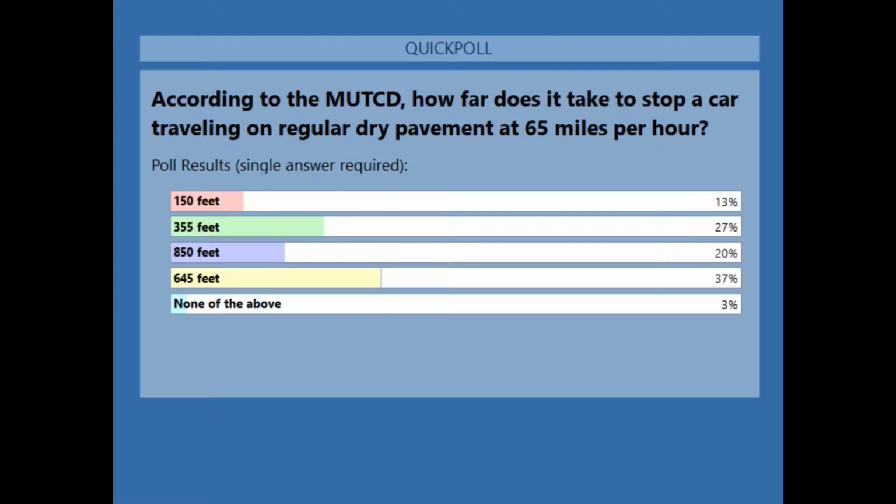Yes, according to the MUTCD, 645. But of course, that is according to the MUTCD; in general, you know that it also depends on the quality of the brakes, the quality of the tires, and other factors. But it's a sort of average that we have in the MUTCD.